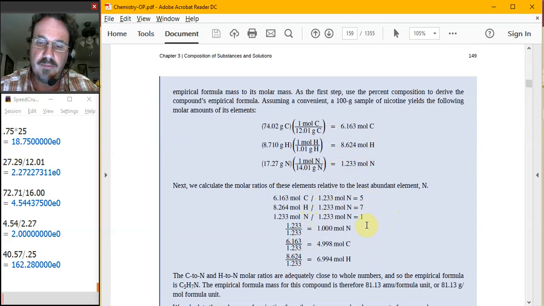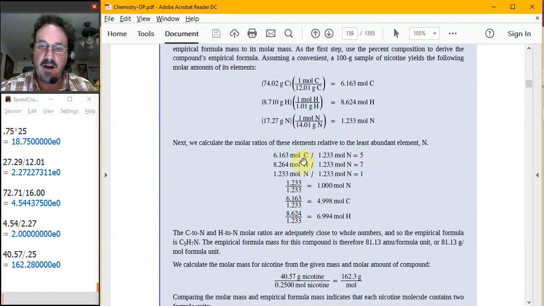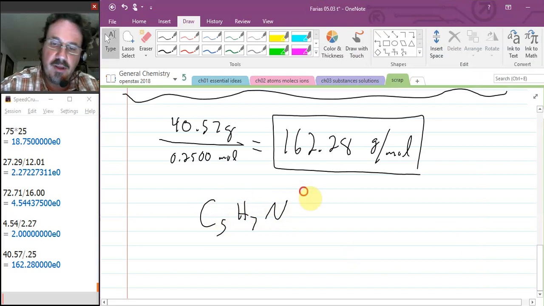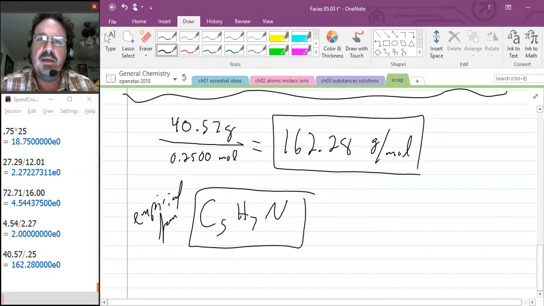They got 5, 7, 1. Actually, they rounded off; it was 4.998, 6.994. So at this point I'm going back to my notes. They've got carbon at 5, hydrogen 7, nitrogen 1. Back to my scrap paper: carbon 5, hydrogen 7, nitrogen 1. There's the empirical formula. I'll write that up here. What is the formula mass of that empirical formula?